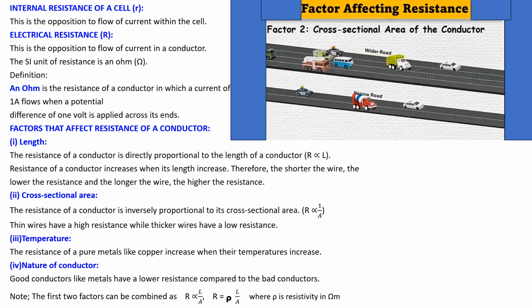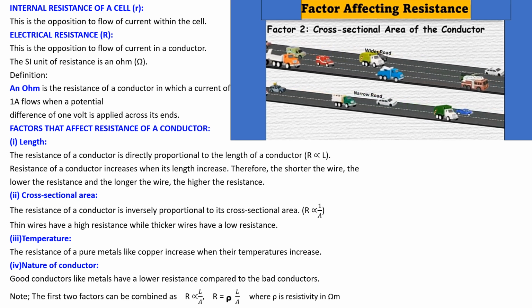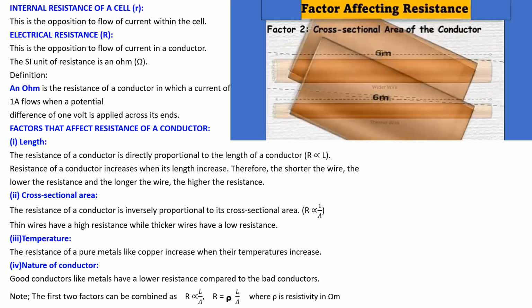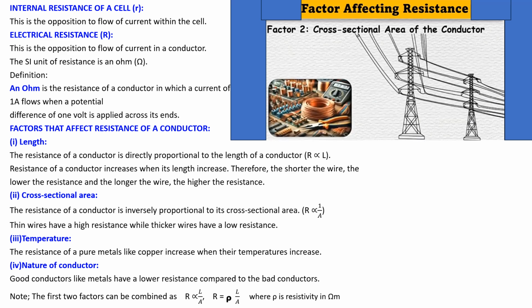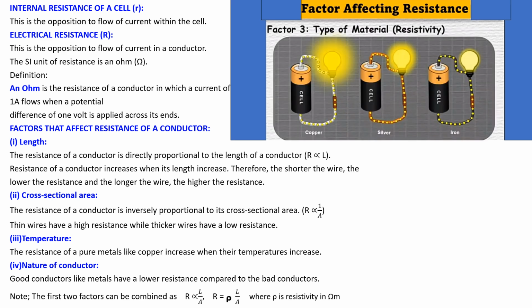Compare this: when you have a wider road, very many vehicles pass, and when you have a smaller road, a few vehicles pass on it. It is the same with a conductor. The bigger the cross-sectional area, the more electrons flow, and on the other hand, with a smaller area, few electrons flow. So that's why resistance is inversely proportional to cross-sectional area.